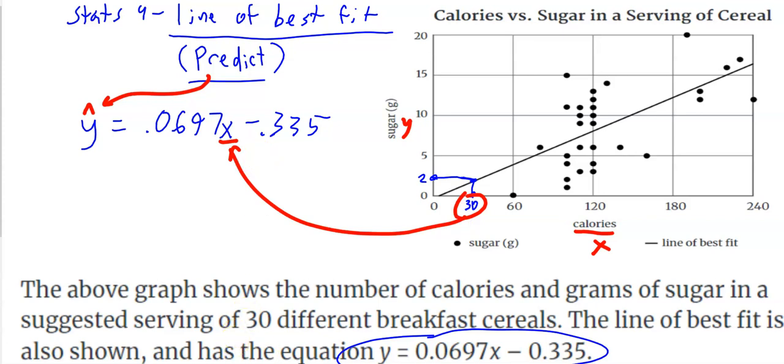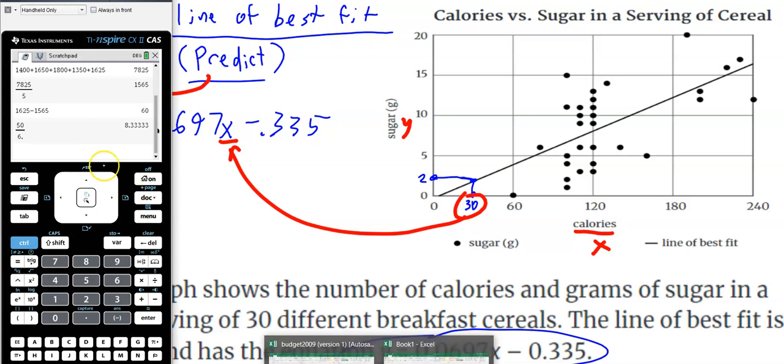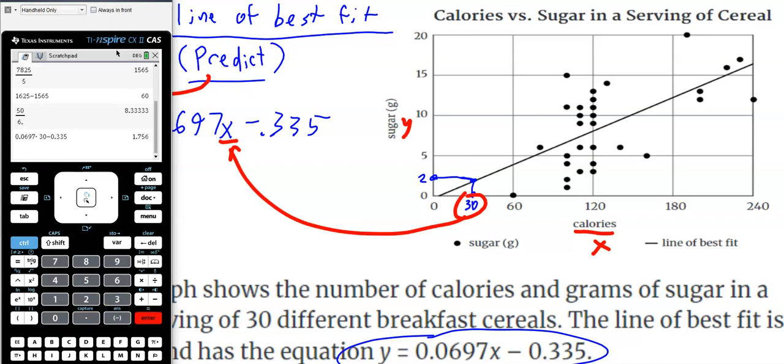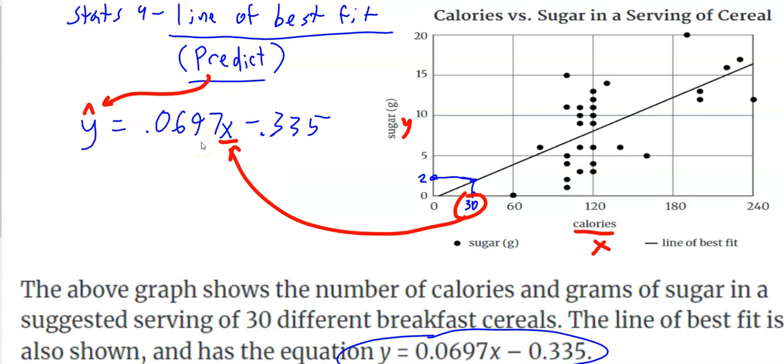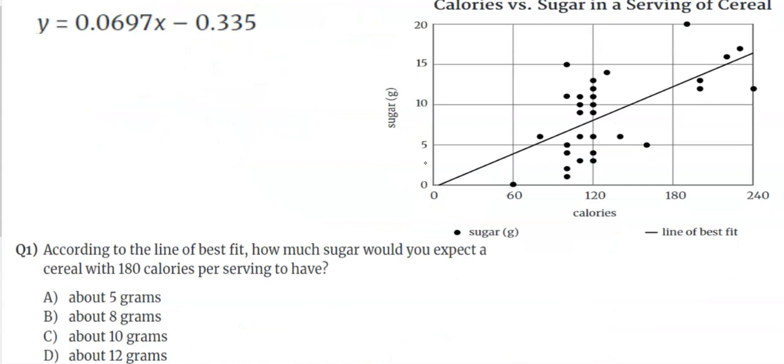I guessed it was about 2, but you could actually have just typed in the equation. So it'd be 0.0697 times 30 minus 0.335, which is 1.76. So I guessed it around 2. It's really a better choice to be 1.7. And so that's what the line of prediction is used for, the line of best fit.